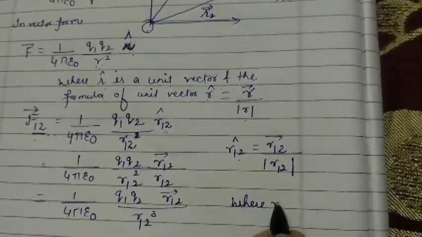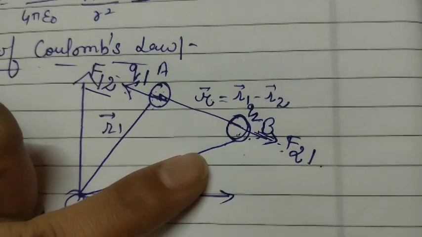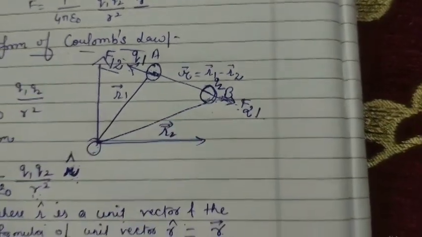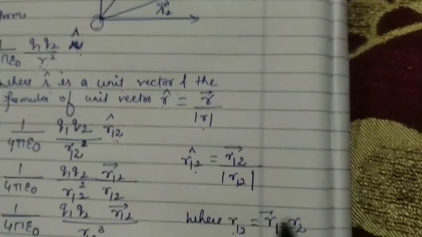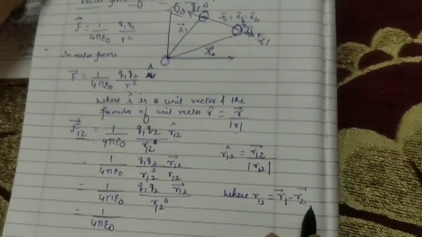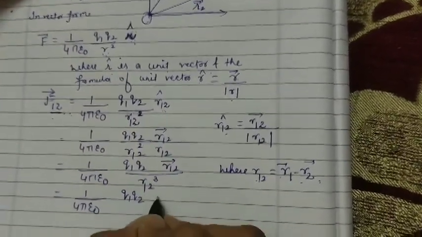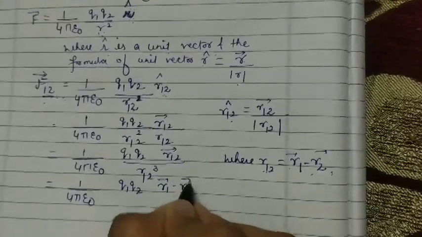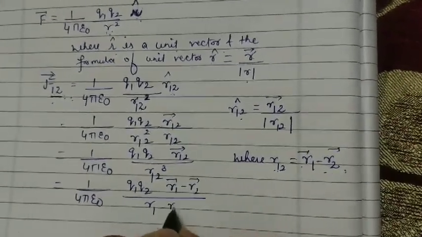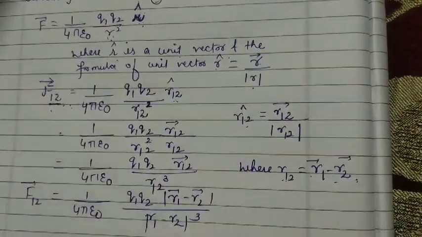where R12 is the distance between the first position and the second position, and R12 is equal to R1 minus R2. The difference between both position vectors is R12. So we can write the formula as R1 minus R2 divided by the magnitude of R1 minus R2. This is the force on 1 due to 2.